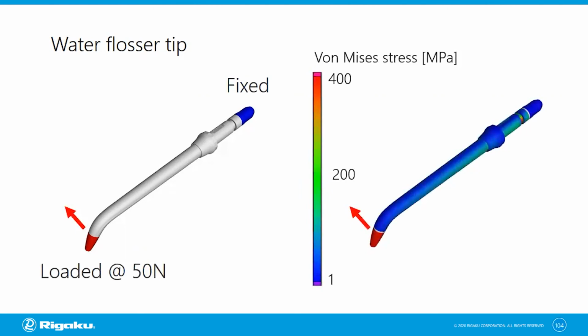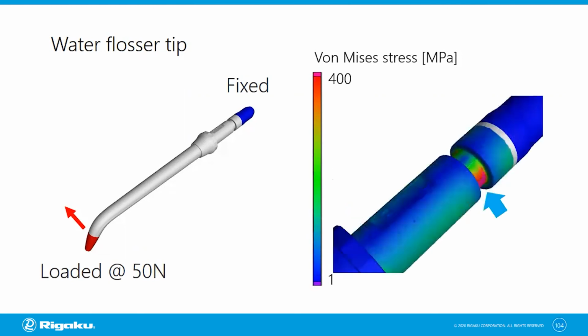So blue means that the part is not stressed, and red and pink mean that the part is very much stressed. And when you look at this result, it's mostly blue except this thin neck part. You see a lot of red and pink there. And this means that if you do this experiment of loading the tip with the 50 Newton of force, that's where this part is going to break.